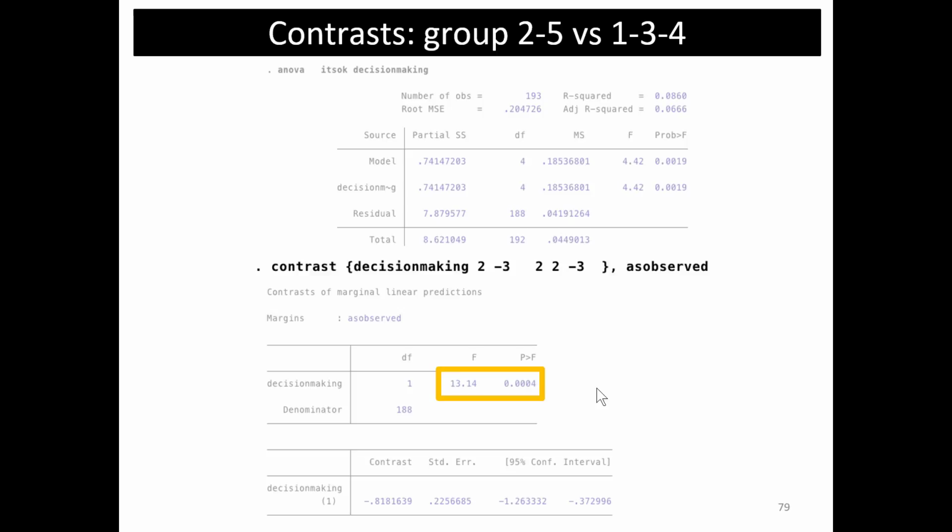I know that I want to compare 1, 3, and 4 on the one hand and 2 and 5 on the other. So I need to come up with integer numbers in such a way that they add up to the same number here. 2 plus 2 plus 2 is 6, and minus 3 is minus 6, and that's exactly what I want. And that will tell Stata exactly what we need to test here.